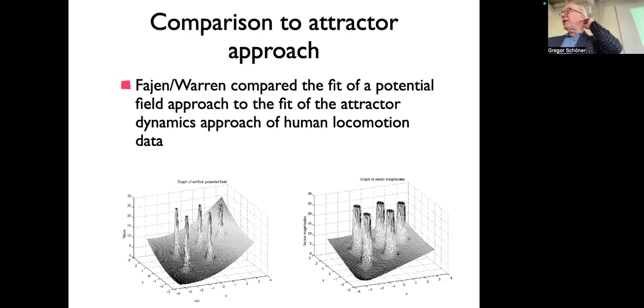Yeah, so this paper that you read, Fajen, I think Fajen was the first author, Warren paper, studied this a little bit and compared it to the attractor dynamics approach in a sense, just numerically or experimentally, right? And they did that because they were trying to fit the human data and essentially asking themselves which of these approaches works better. I had taught them the attractor dynamics approach.